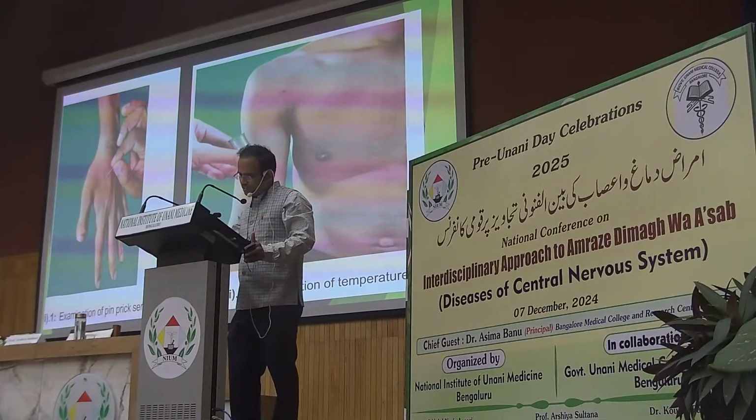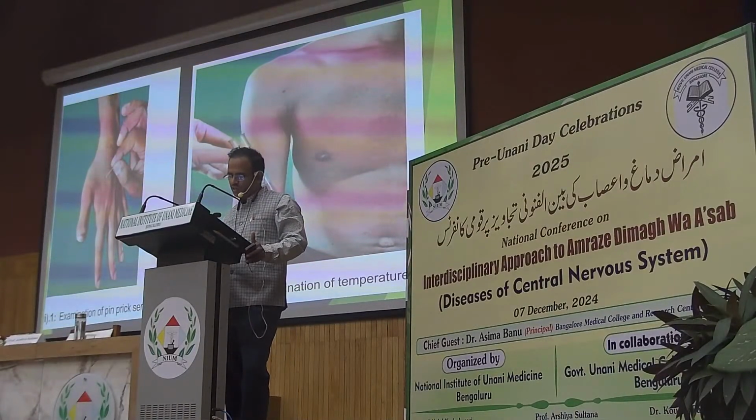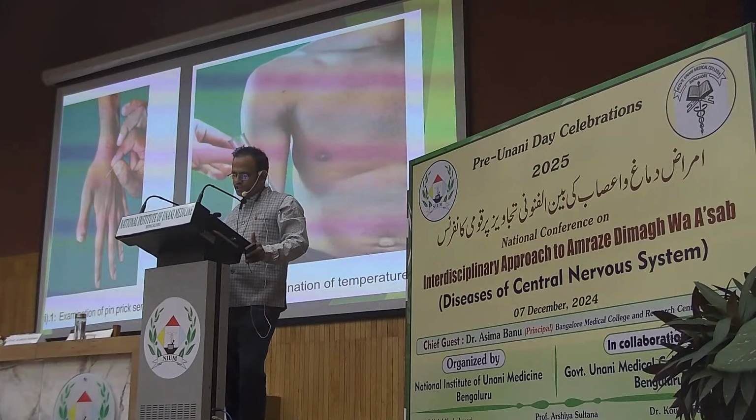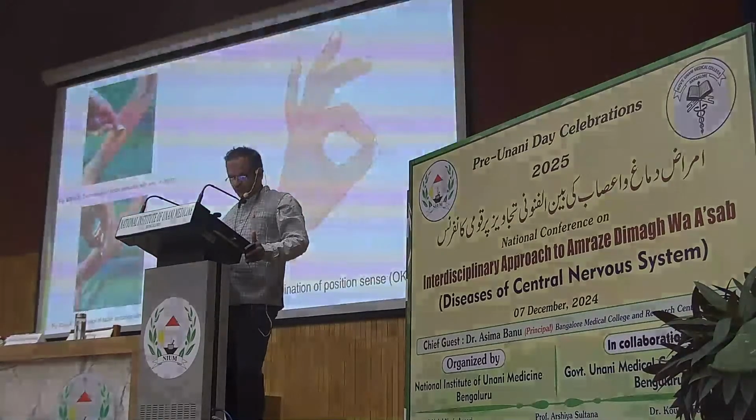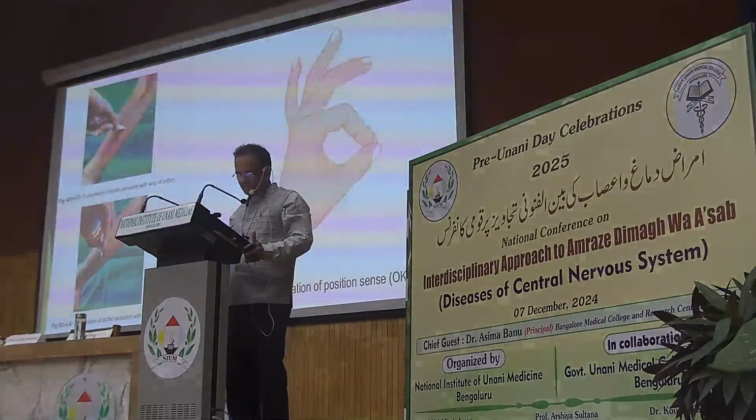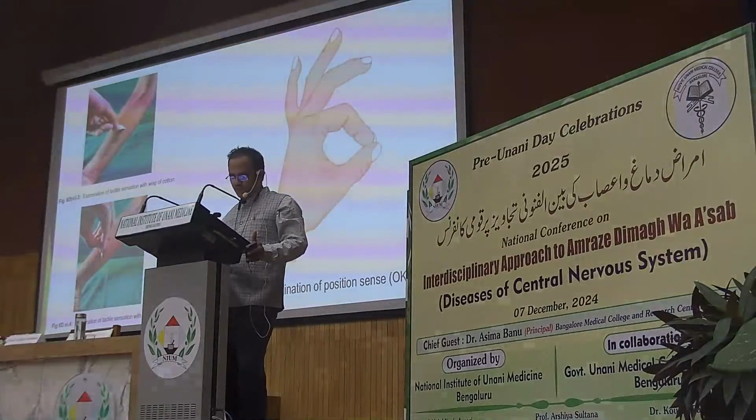How do you check the temperature? You take a test tube with warm water at a temperature of 40 to 45 degrees Celsius. Another bottle you can take with water at a temperature of 5 to 10. If it is beyond this, instead of temperature, you may be eliciting the pain response. Coming to touch, it is usually tested with a wisp of cotton.